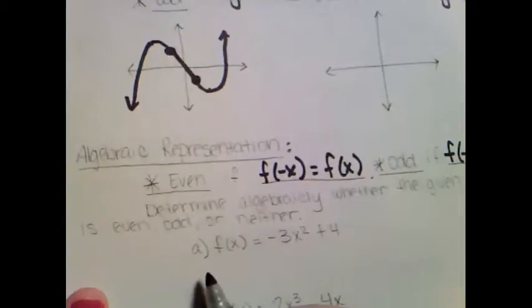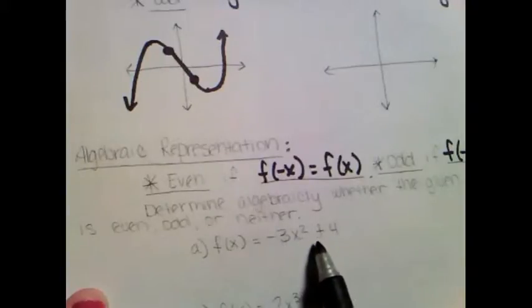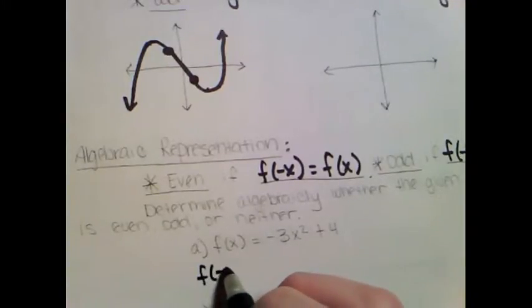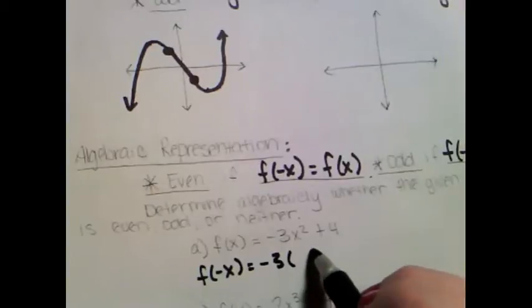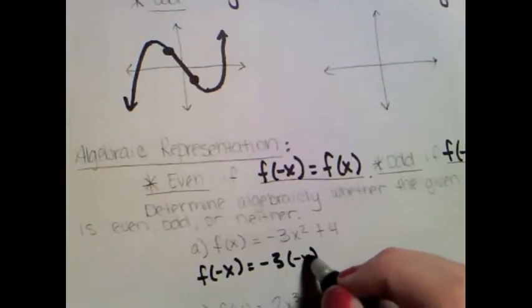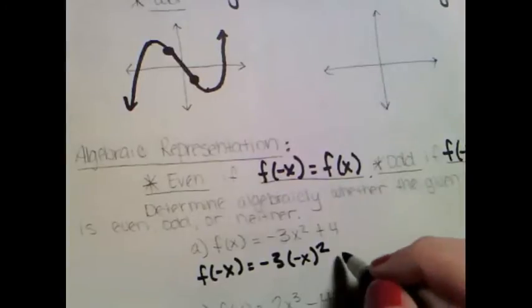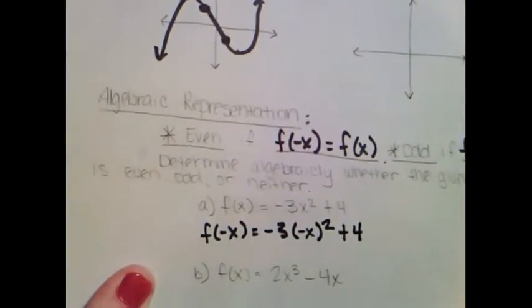Okay, following along in your review, letter A is our first example. We have f of x is equal to negative 3x squared plus 4. We're going to find f of negative x. So what that means is everywhere that there is an x in our function, we're going to plug in just a negative x. Okay, let me straighten that for you.